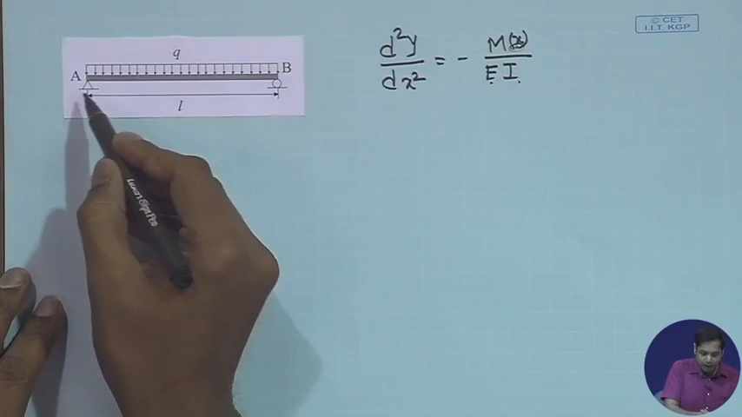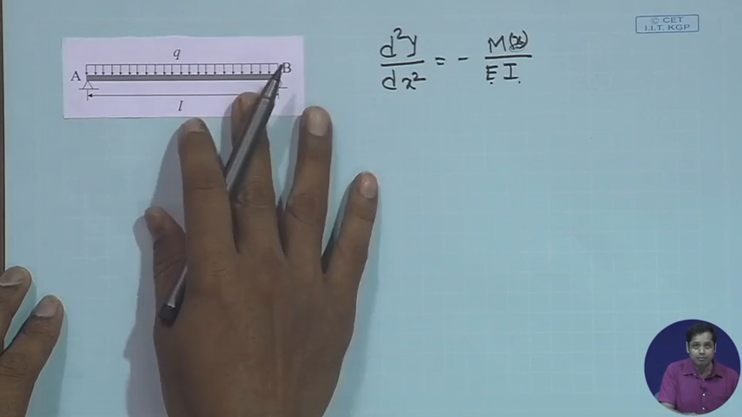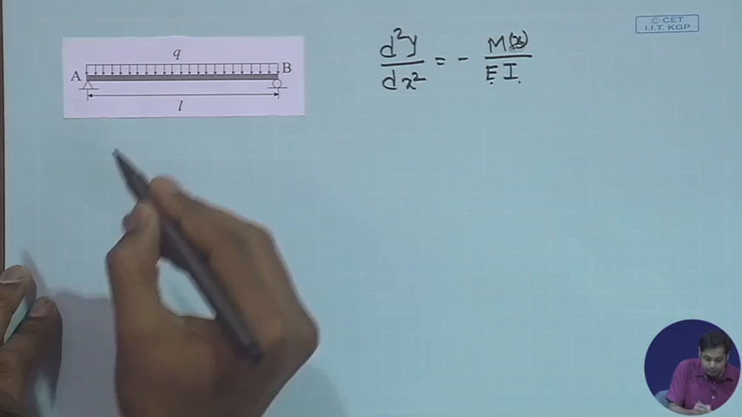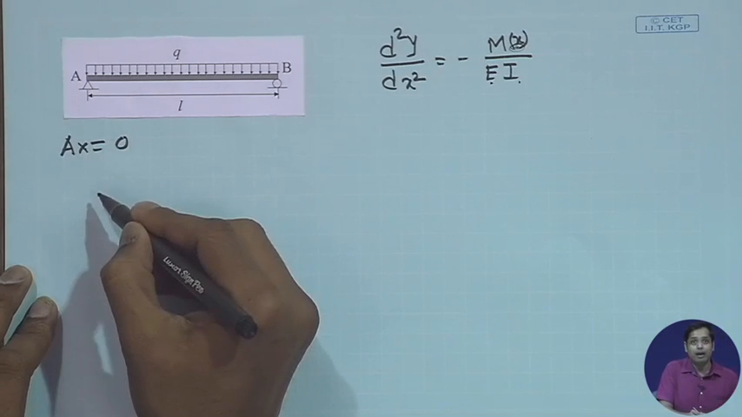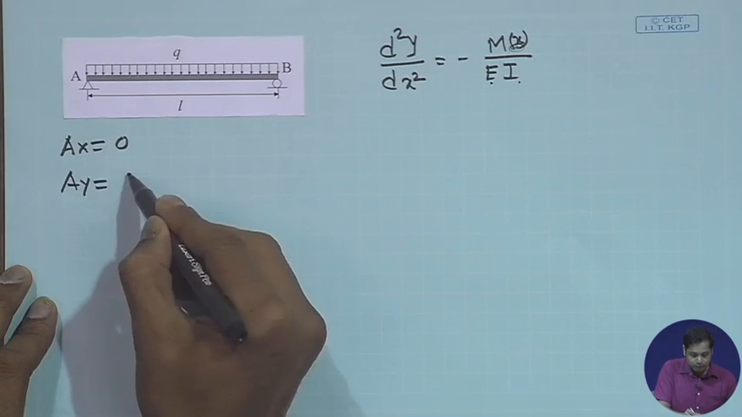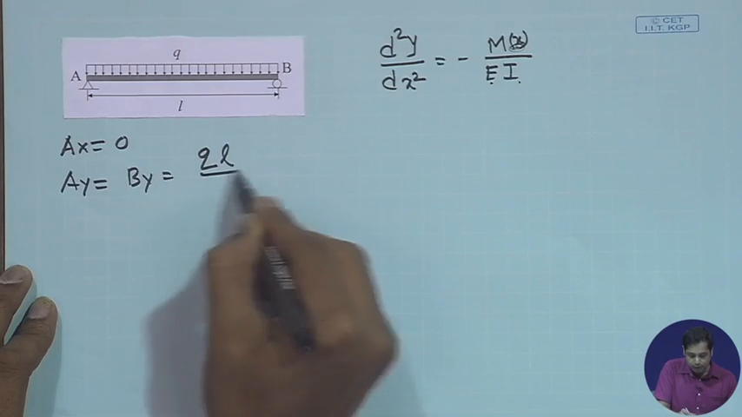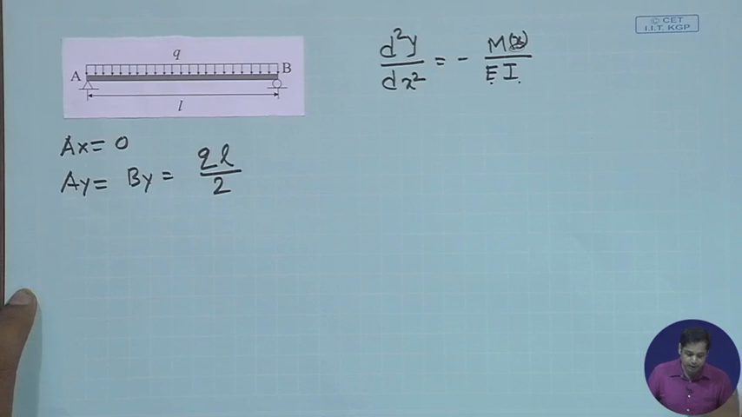If we draw the free body diagram of the entire structure and apply the equilibrium conditions on this, then the support reactions will be Ax equal to 0, and Ay equal to By equal to qL by 2. We know how to determine this, so I am not going to do it again here.